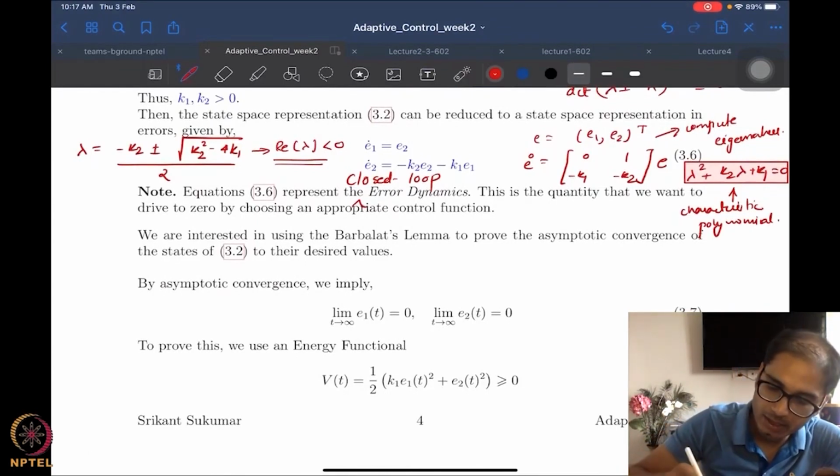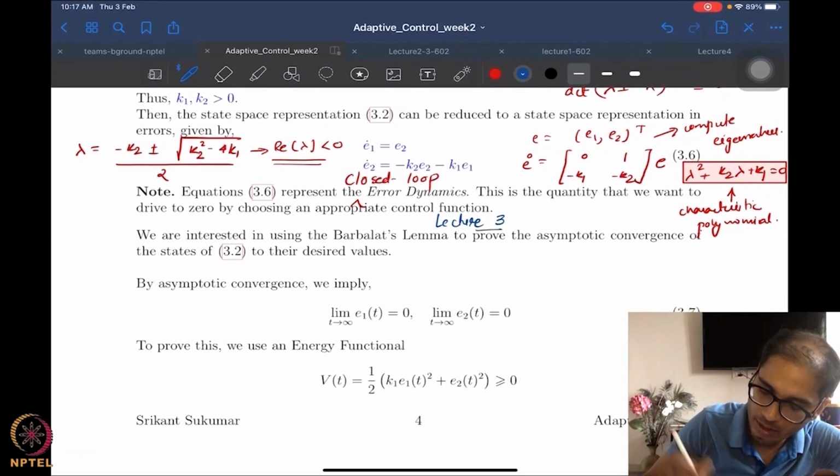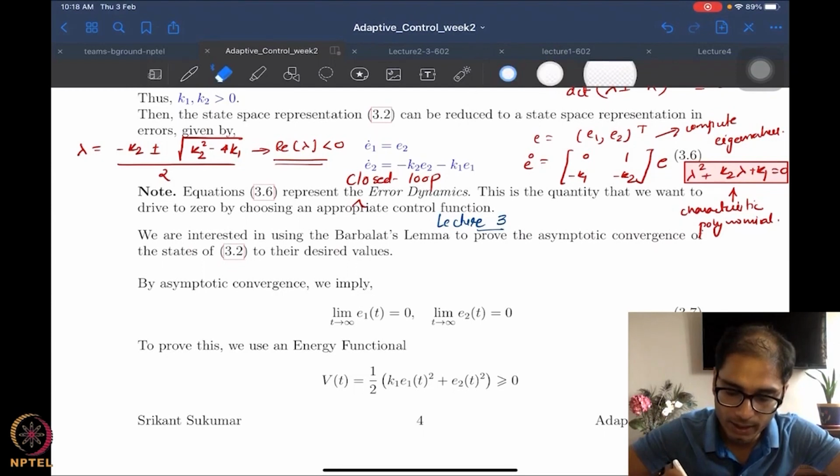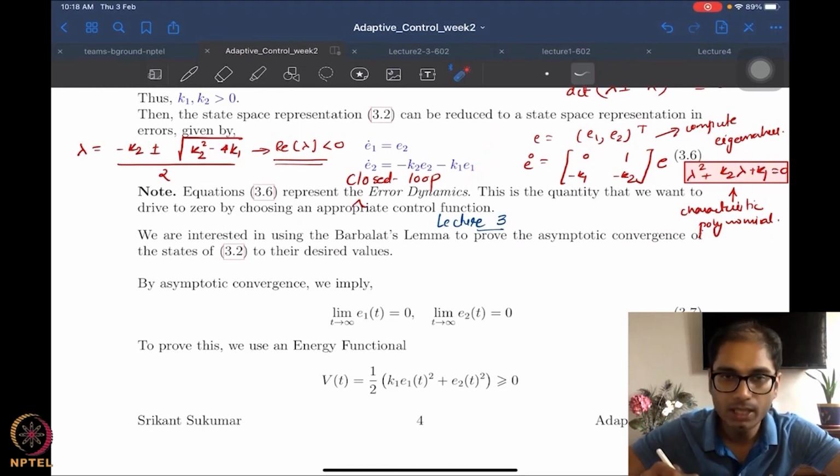So let me actually label our lecture. So this is lecture 3 of week 2. Okay, so we did talk about this last time. What we want to do is prove that this system is in fact asymptotically stable using potential functions. Why did we say we were interested in doing it?